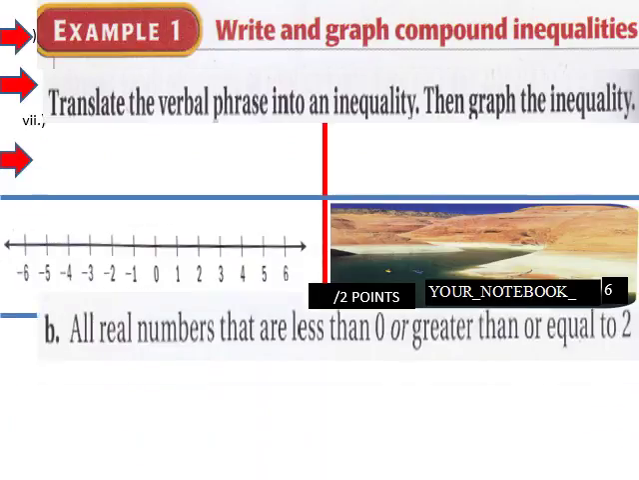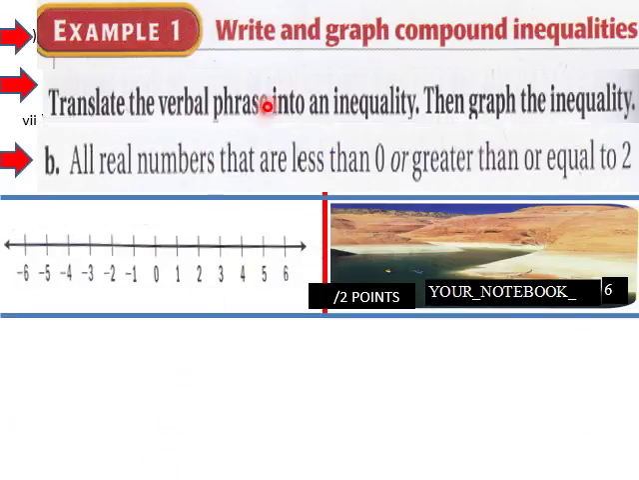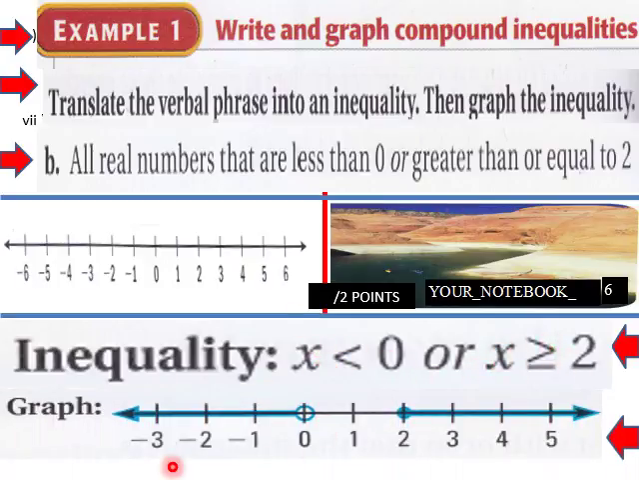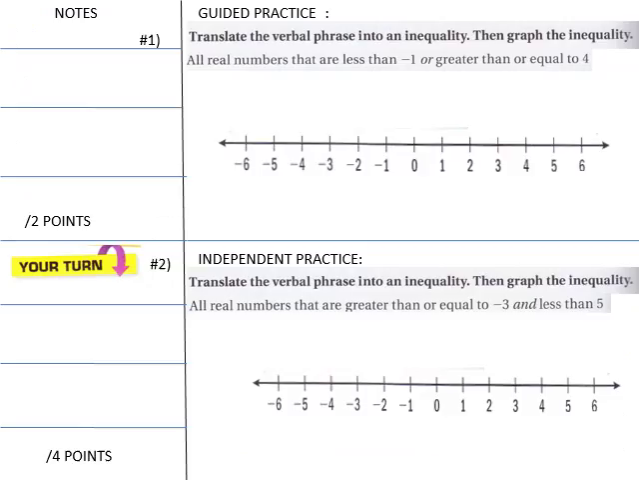Okay, write and graph compound inequalities. Translate the verbal phrase into an inequality and graph it. All real numbers that are less than 0 or greater than or equal to 2. So x is less than 0 or x is greater than or equal to 2. And this would be this graph. X less than 0 is an open circle, or x is greater than or equal to 2 is a solid circle because of this partial inequality.